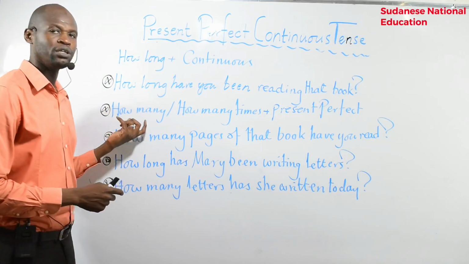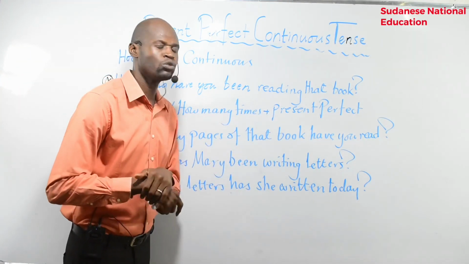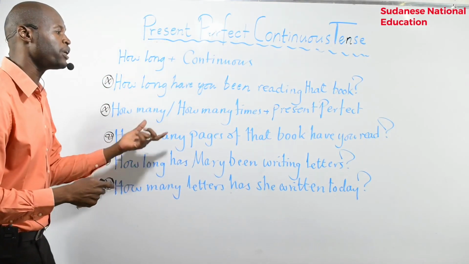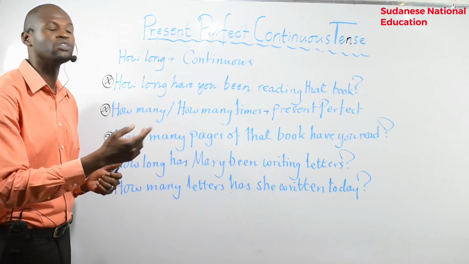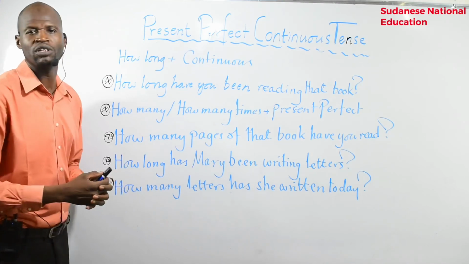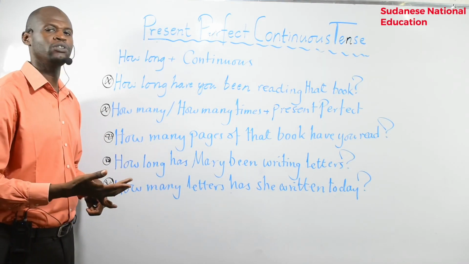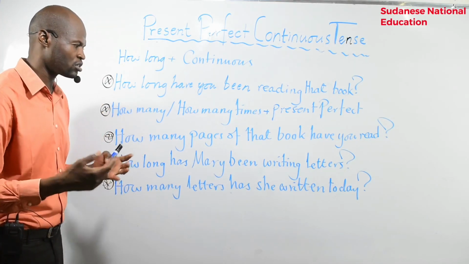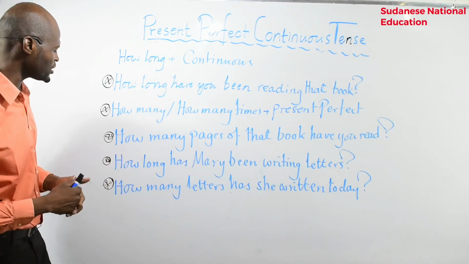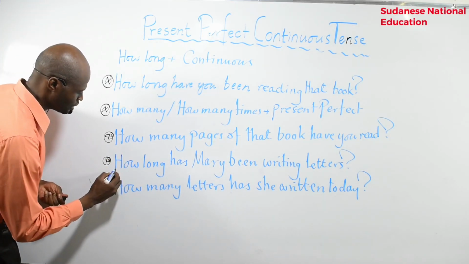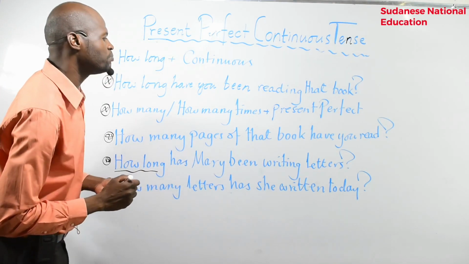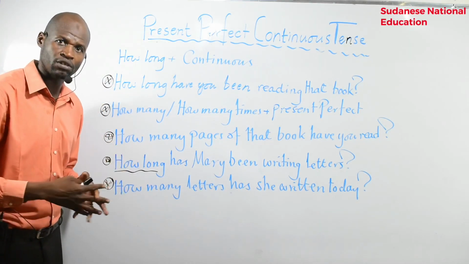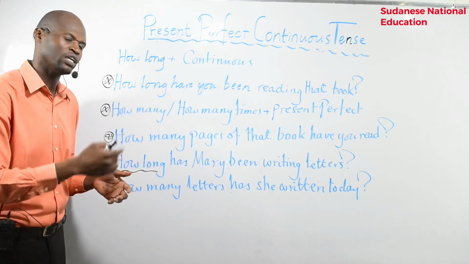But we use how many or how many times with present perfect to show a completed action. For example, how many pages of that book have you read? You can answer, I have read 3 pages, or 4, 5, 6, 7 or 8 pages. Another example is also how long. How long has Mary been writing letters? She's been writing letters for a month, or for a year.